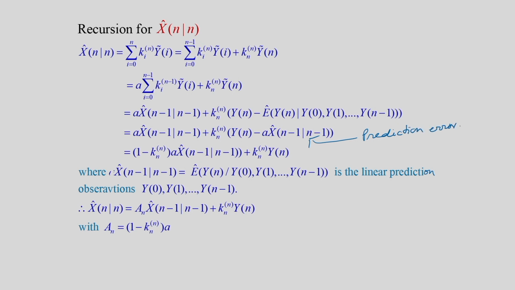And that we can write in terms of data itself, that is (1 minus k_{n,n}) into A times x at n minus 1 given n minus 1 plus k_{n,n} times yn. So, that Kalman gain is weighing the data. So, that way we see the importance of Kalman gain in this estimation. Thus, we have this relationship which we described earlier, that the current estimator is a linear combination of past estimator and current data.